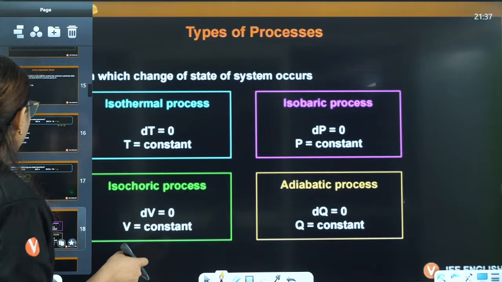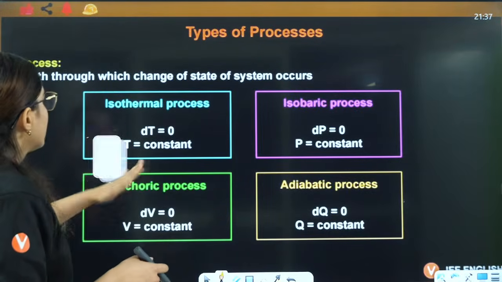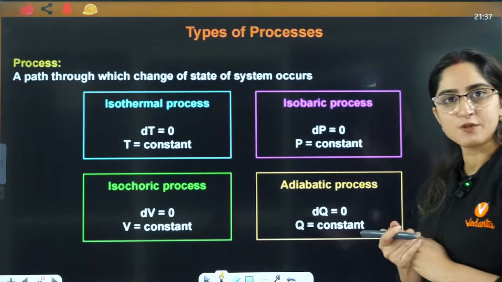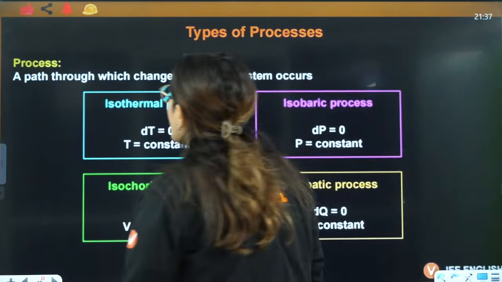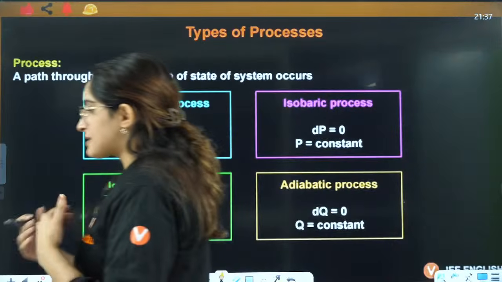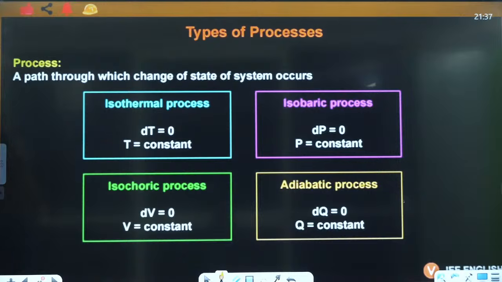Okay. Now next is types of processes. So what are the different types of processes? Let's talk about that. A process is a path through which change of state of a system occurs, right? So let's see the different types of processes here, right? Okay, everybody.